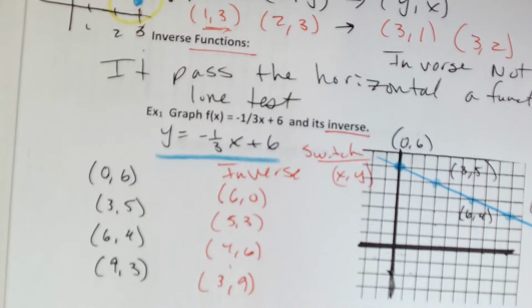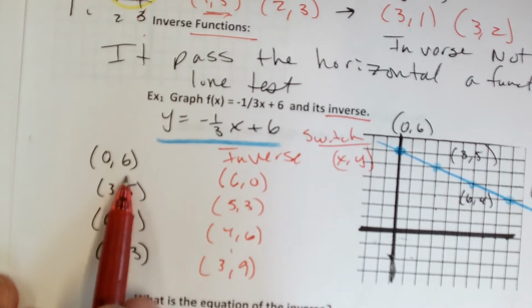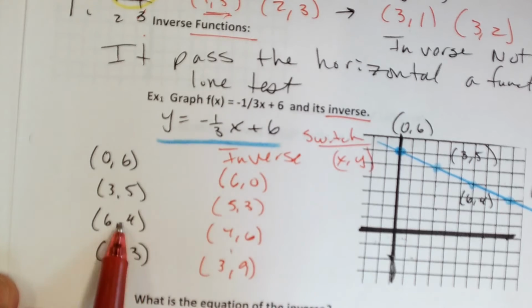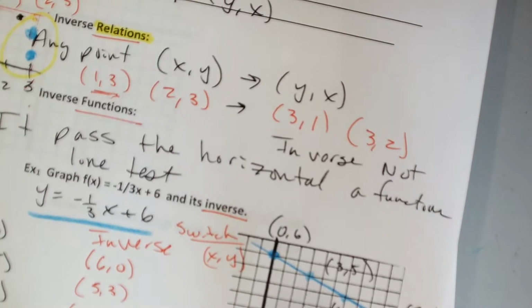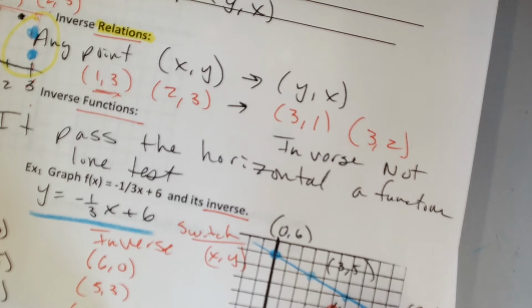Yep, yep. So now, you guys okay? I switched it. 0, 6, 3, 5, 4, 6, 3, 9, right? So let's graph these. So if I graph these, 6 zeros, 1, 2, 3, 4, 5, 6. 5, 1, 2, 3, 4, 5, 3. 4, 1, 2, 3, 4, 6. 1, 2, 3, 4, 5, 6. And 3, 9.